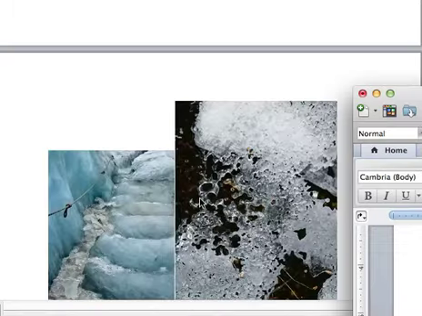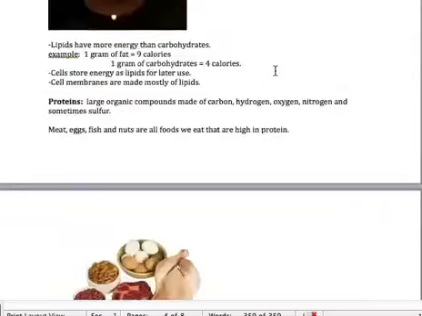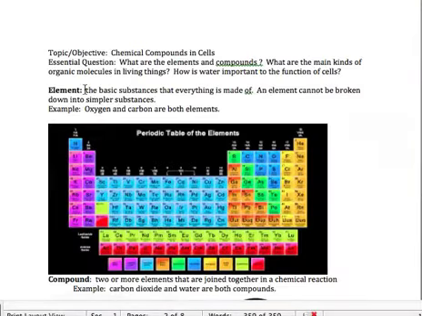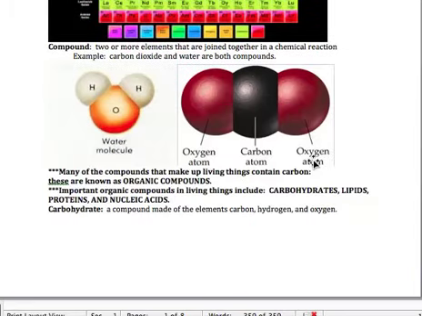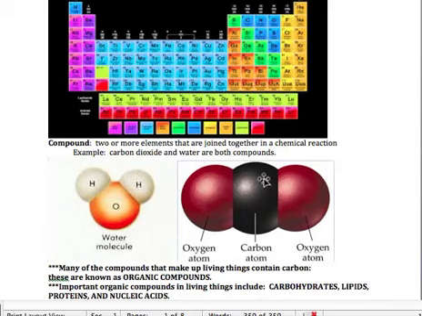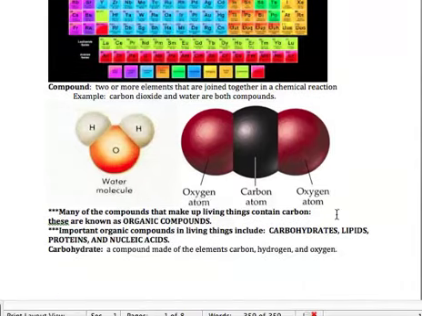The last thing I want to talk about: we've now covered two of our three questions. What are elements and compounds? Again, elements are the basic substances that everything is made of. An element cannot be broken down into simpler substances. And a compound is when you combine two or more elements, and those are joined in a chemical reaction. So water, which has two hydrogen atoms and an oxygen atom, or carbon dioxide, which is a carbon atom and two oxygen atoms. Those are examples of compounds made of these specific elements.